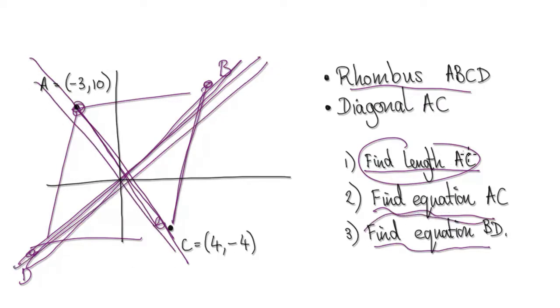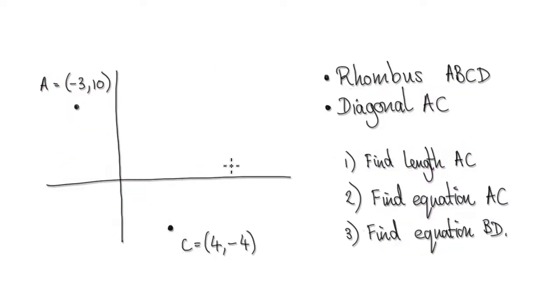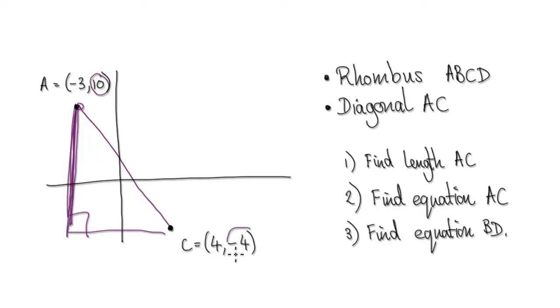So let's find the length AC first. Let's just use Pythagoras here. We've got to find this length here, so this is a right angle triangle. To use Pythagoras, you've got to find the height. To find the height, look at the y and look at the y here. If it's 4 down and 10 up, then you know this is 14 of length, 14.